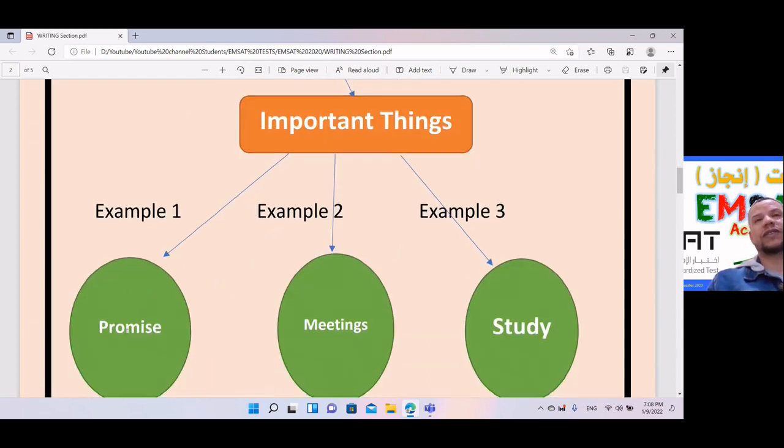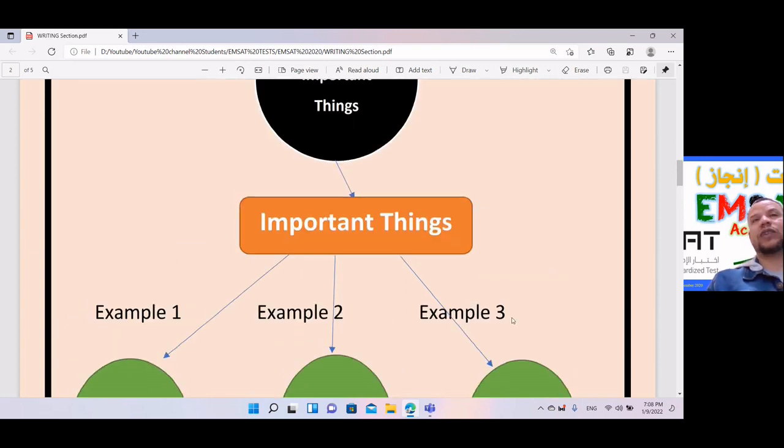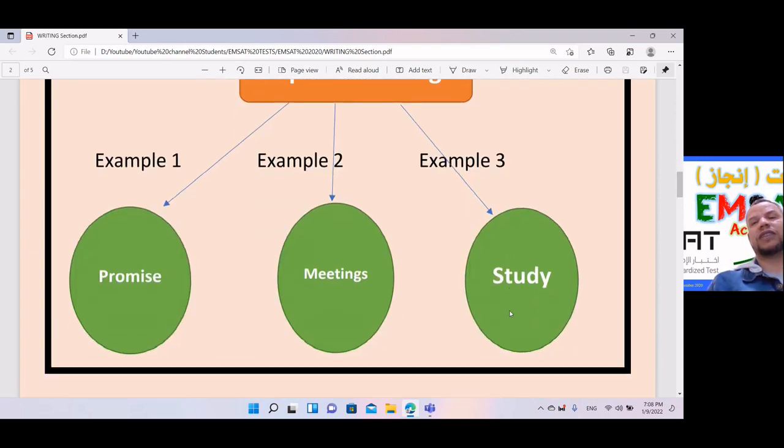One is about promise. When you promise people, this is an important point. Then the meetings, when you want to meet others in the streets, your friends and so on, or your family. Then study. Remembering study, I mean when you study something, biology, topics and so on, words, vocabs, grammar, you remember or not. So important things in study, in meetings, in promise.